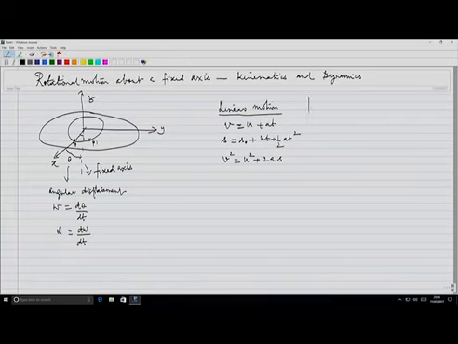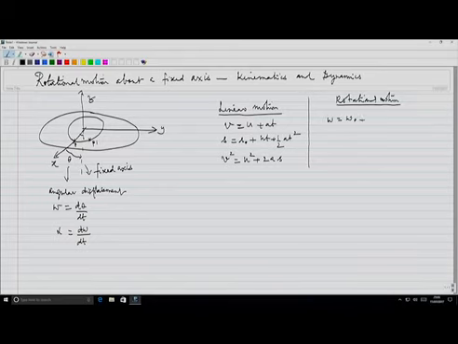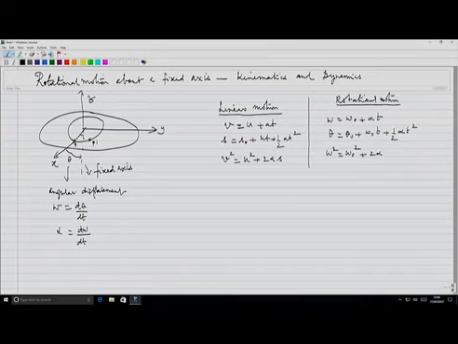Now the corresponding kinematical equations in the case of rotational motion are, we will write down, omega is equal to omega naught plus alpha t, theta is equal to theta naught plus omega naught t plus half alpha t squared, and omega squared is equal to omega naught squared plus 2 alpha theta.